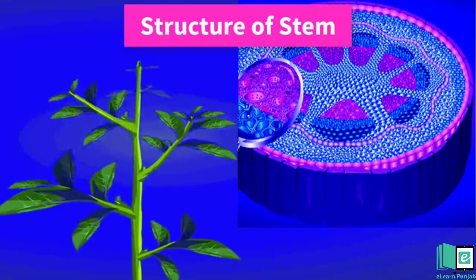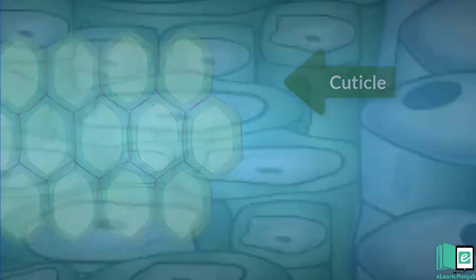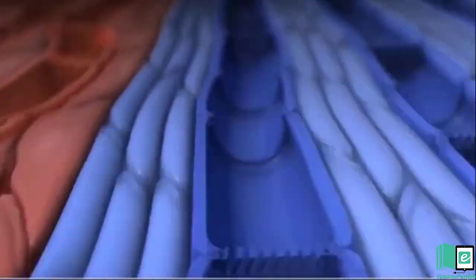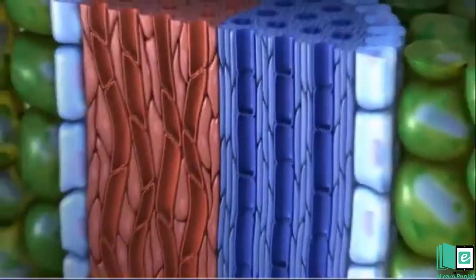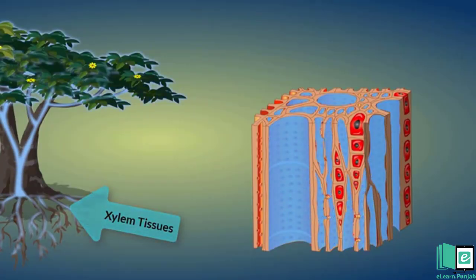Structure of stem. Many plants, such as mustard, sarson, have a waxy layer, the cuticle, around the stem to reduce water loss. Bark also reduces water loss in plants. Phloem tissues in the stem transport food made in leaves. Xylem tissues carry water from roots to the leaves.